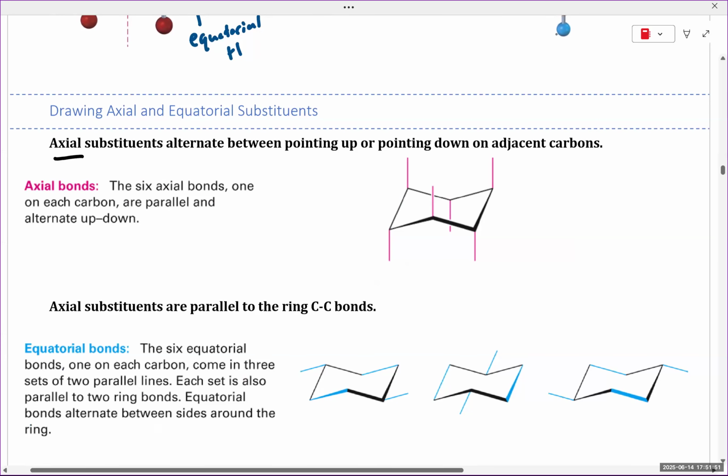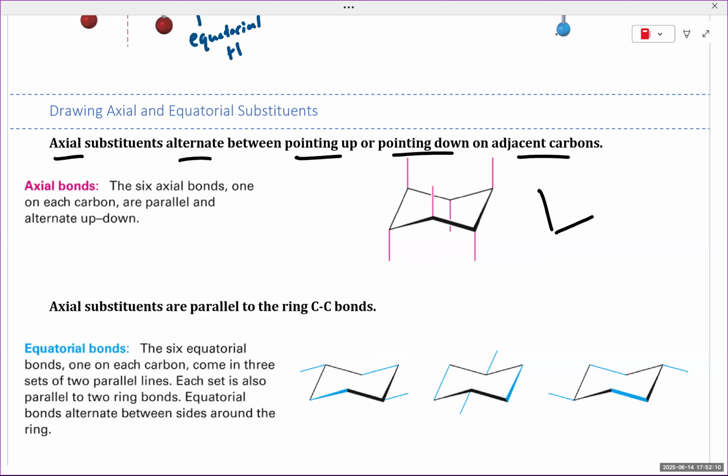Axial substituents alternate between pointing up or pointing down on adjacent carbons. There are 6 axial bonds, 1 on each carbon. The axial bonds are parallel and alternate between axial up and axial down. To make sure that we're comfortable with this, let's look at the other chair conformation. Let me draw this cyclohexane a little bit nicer.